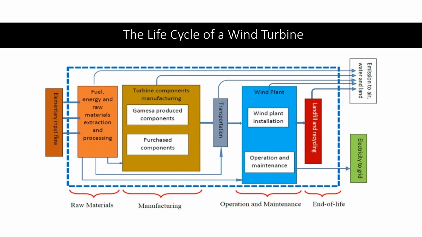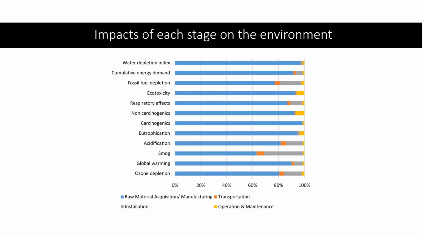The two most environmentally damaging stages are in manufacturing and transportation, as both are typically done using fossil fuels. This paper also looked at the impact of the first 4 stages on the environment. Raw material acquisition and manufacturing of the wind turbine has the most impact on the environment by far and in many categories. It affects water, energy, and the atmosphere.